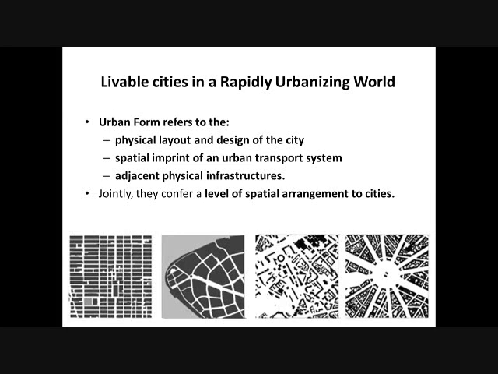So when we talk about the urban form, we talk about the physical layout of the city, the spatial imprint of an urban transport system, and the adjacent physical infrastructure that limit the expansion or extension of the city. So all these are what we call a level of spatial arrangement of cities.